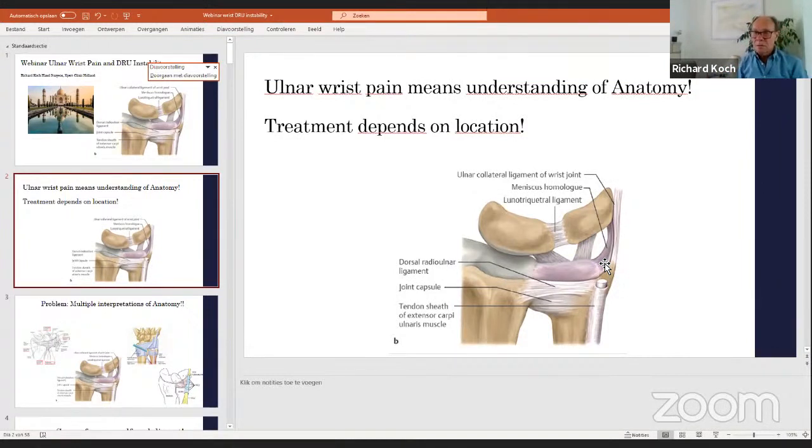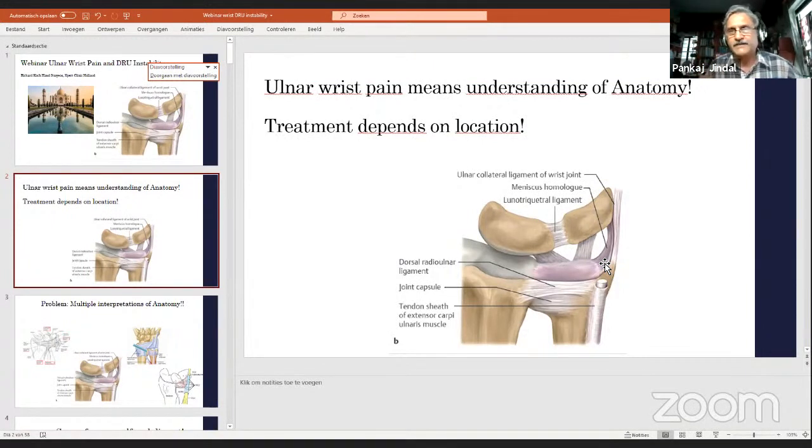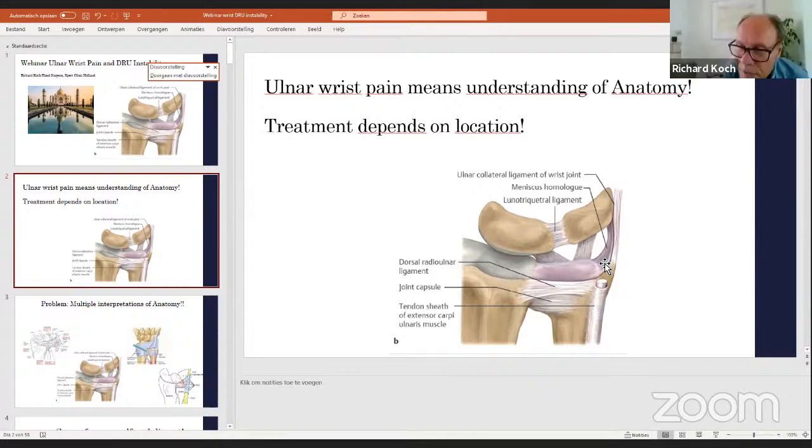Okay, sure. Now, what is the suture material that you use for suturing that dorsal capsule? What's the suture material? 3-0? PDS, 2-0. 2-0, okay. 2-0, yeah.